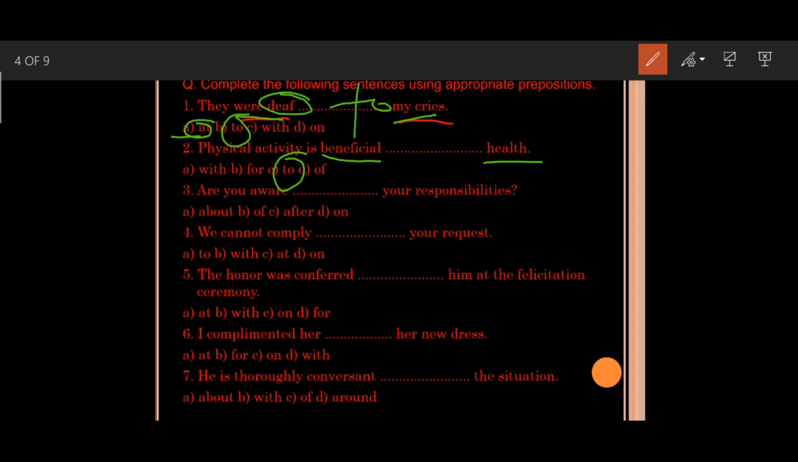So let's move on to number 3. Aware dash your responsibilities. It's very simple. Let's go one by one. Aware about your responsibilities doesn't make sense. Aware of your responsibilities, now that starts to make sense, because what we are saying here is, क्या आप अपने responsibilities के बारे में aware हैं? So we can use aware of your responsibilities. That's simple, it's just common sense. Number 4.